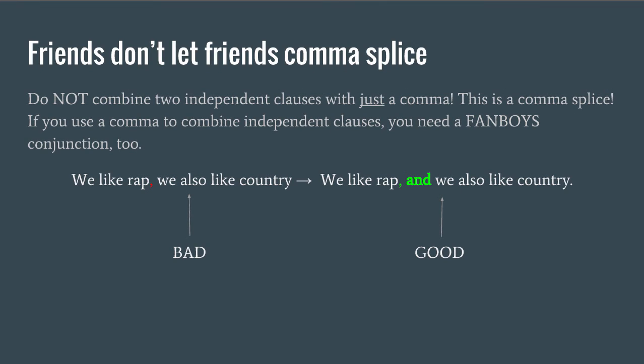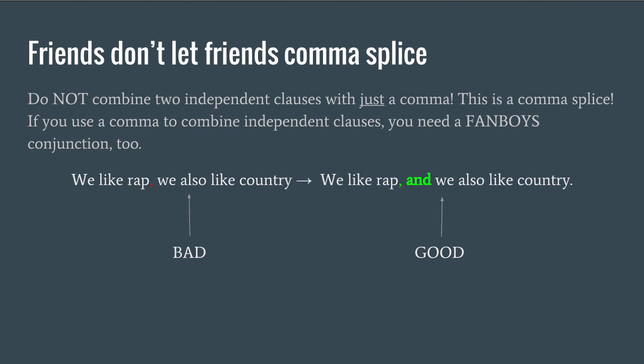Okay, at this point, I need to give you a very stern warning against the dreaded comma splice. A comma splice is when you take 2 independent clauses and you splice them together using nothing but a comma. You leave out the FANBOYS conjunction. It is a form of run-on sentence. In fact, in my experience, it is the most common type of run-on sentence out there.